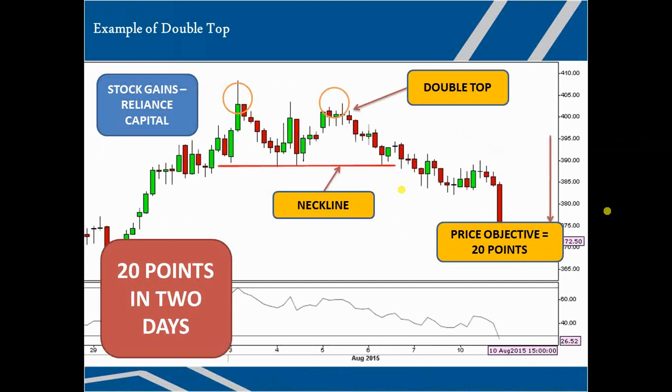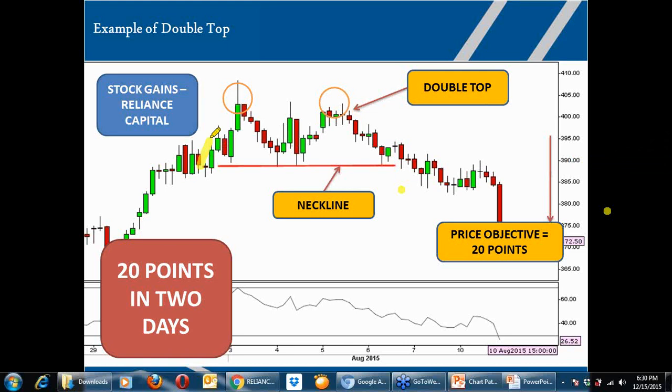You can see here the chart of Reliance Capital. This is the first peak, and then this is the second one, and the red line, which is the neckline, was holding the prices. For those who know technical analysis, you can see that there are shadows appearing around this neckline, actually holding the prices, and eventually the prices collapsed.